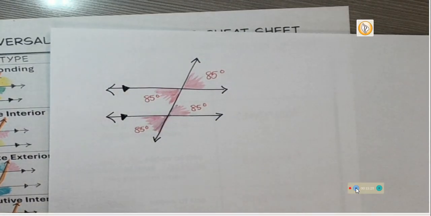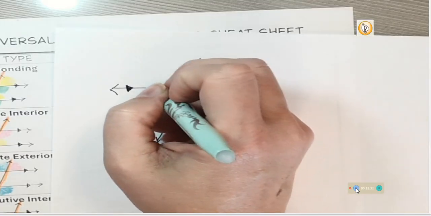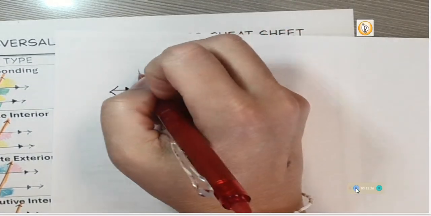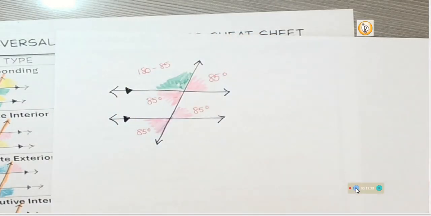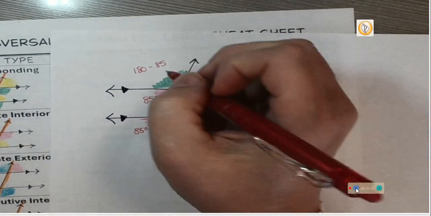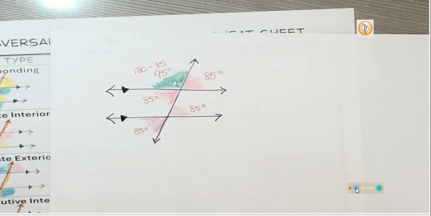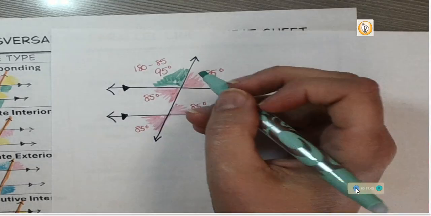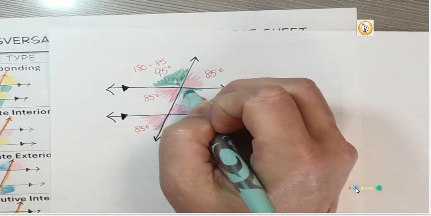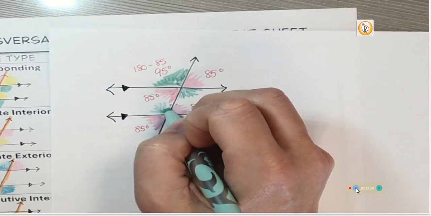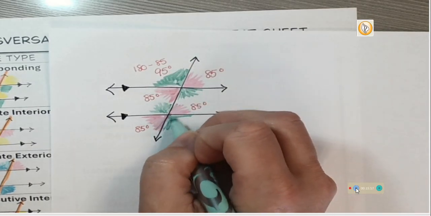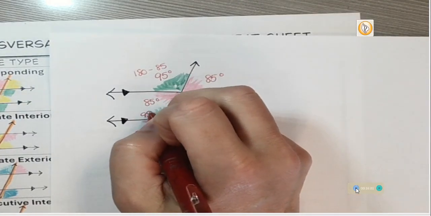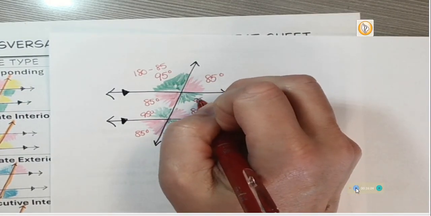What are you going to do to find this green angle right here? All right, so 180 minus 85. What is that? 95, my friend says. I trust him, but you verify. So if that one's 95, what else do you know? The verticals are 95, the alternate interior, which is corresponding there, and then your alternate exterior. All of those are 95 degrees.